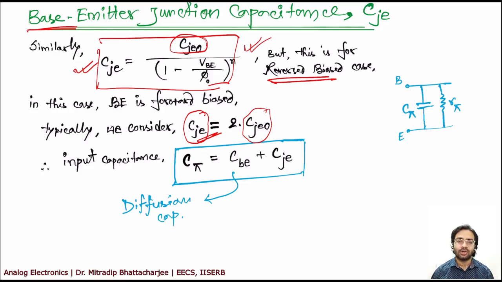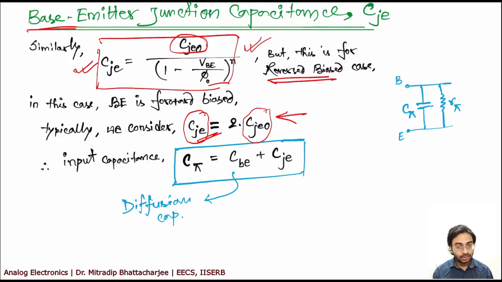They have done a lot of experiments and observed for a long time, and they found that generally this CJE is twice the value of CJE0, and if we take this, things will be taken care of. More or less this is the situation. So they used this formula. So your junction capacitance is twice the value of CJE0.